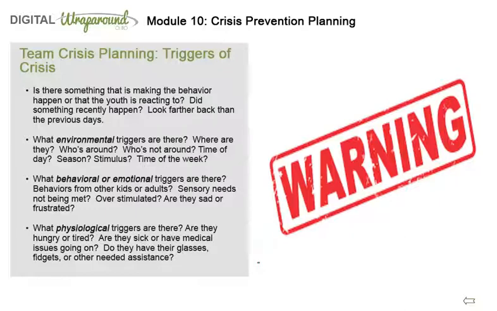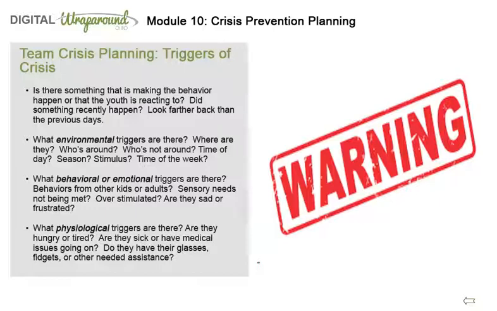Take a look at the questions on this page. Do any of these situations or environmental factors ever lead to you becoming upset? This could be called an antecedent, a trigger, or a precipitating factor. Questions you could ask the team include, is there something that is making the behavior happen or that the youth is reacting to? Did something recently happen? Look farther back than the previous days. What environmental triggers are there? Where are they? Who's around? Who's not around? Time of day? Season? Stimulus? Time of the week?